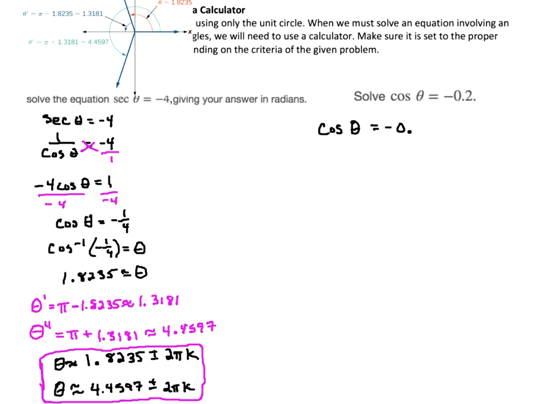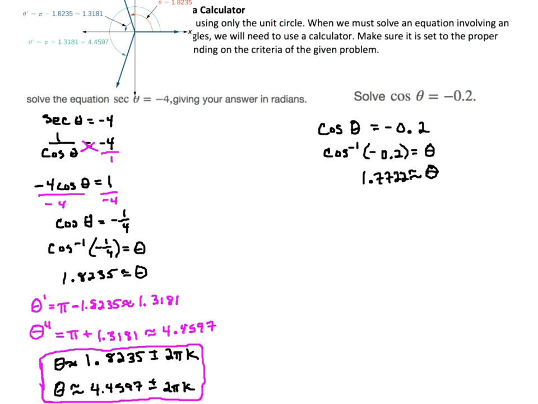Cosine theta equals -0.2. All right. Since this is the cosine, I don't need to change anything. I don't need to change it into either sine or cosine because it's already there. The arc cosine of -0.2 is equal to theta. And when I put that into my calculator, I get that theta is approximately 1.7722.